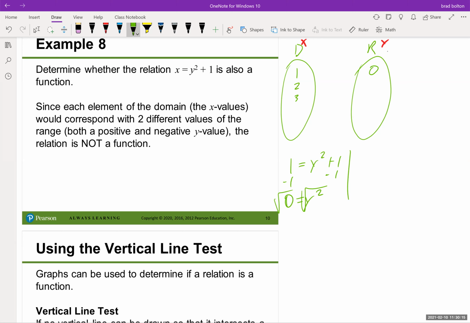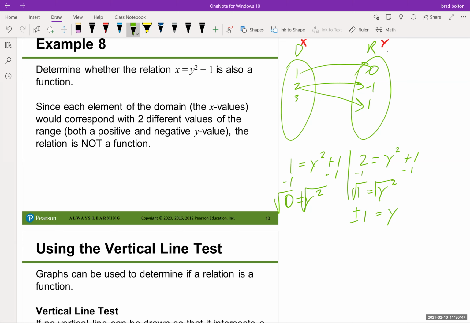But now let's say I plug in 2 for X. Okay, so now 2 equals Y squared plus 1. And I'm going to subtract 1, subtract 1. So now we have 1 equals Y squared. And we square root both sides. So this becomes plus or minus 1 equals Y. So that means I have to put -1 or 1. So yes, 1 maps to 0, but now 2 maps to -1, and it also maps to 1.